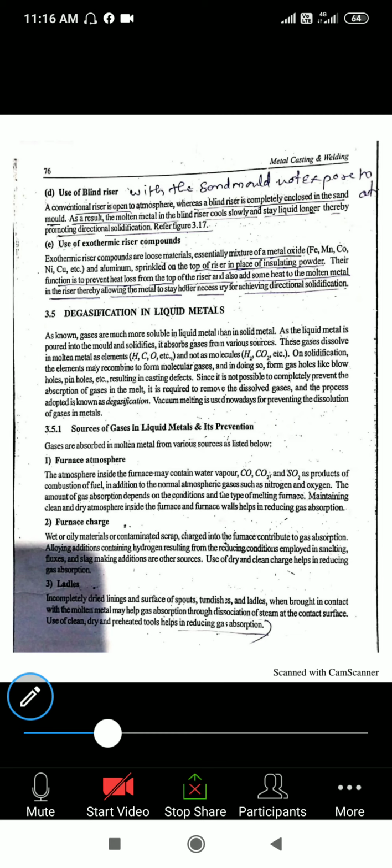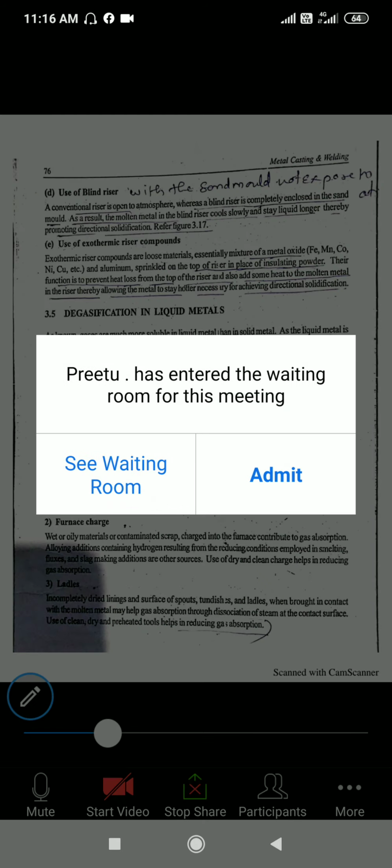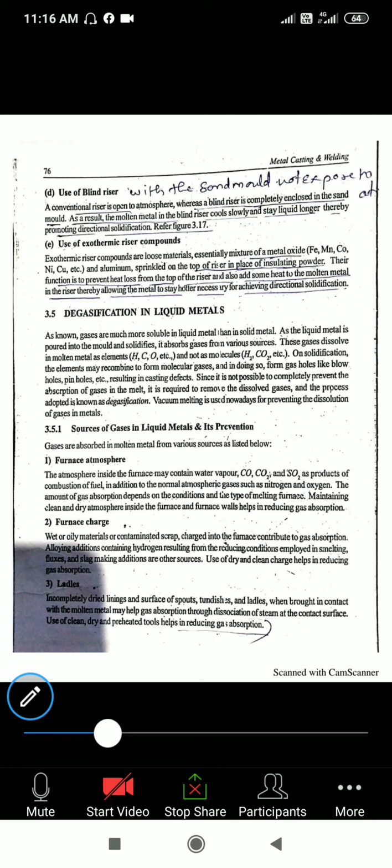Okay, the last concept which was left in the previous class is exothermic riser components. So see, these exothermic riser components are loose materials essentially mixed with metal oxides, like magnesium, cobalt, nickel, etc. These are the loose materials, with aluminum sprinkled on the top of the riser in place of an insulation powder. Their function is to prevent heat losses from the top of the risers and also add some heat to the mold materials in the risers, thereby allowing the metal to stay hotter, which is necessary for achieving directional solidification.